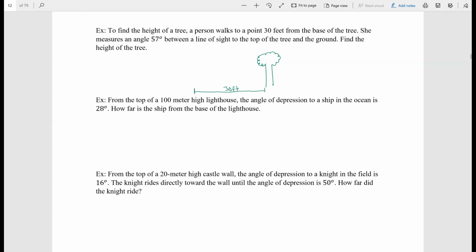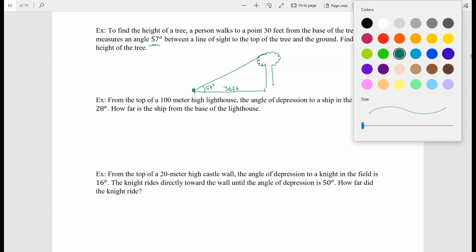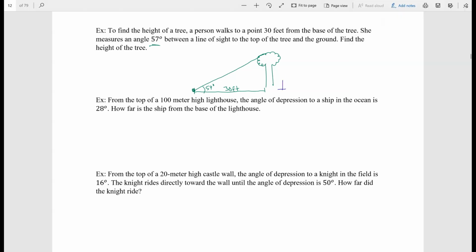She measures an angle of 57 degrees from a line of sight to the top of the tree. So to the top of the tree to this line of sight, she measures a 57 degree angle. Okay, and what we want to figure out is the height of the tree. So we want to see how high this particular tree is. Okay, the height. So you can kind of see that we created a triangle here.